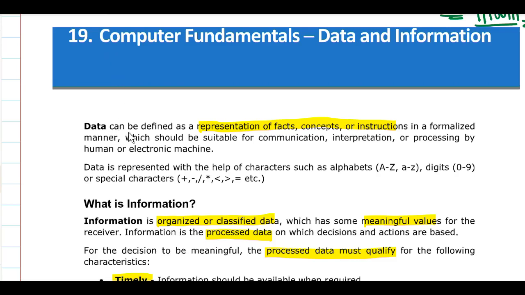This chapter discusses the difference between data and information. We say that data can be defined as a representation of facts, concepts, or instructions in a formalized manner, which should be suitable for communication, interpretation, or processing by a human being or electronic machine. What we observe about the difference between data and information is that data is any data that is not yet processed, but may be processed to produce useful information.